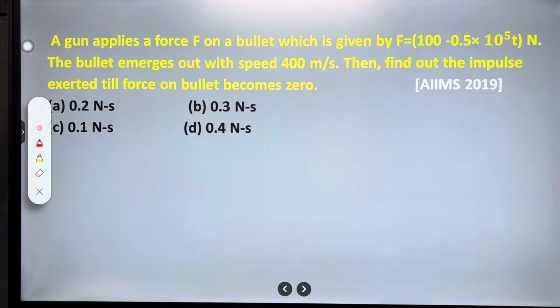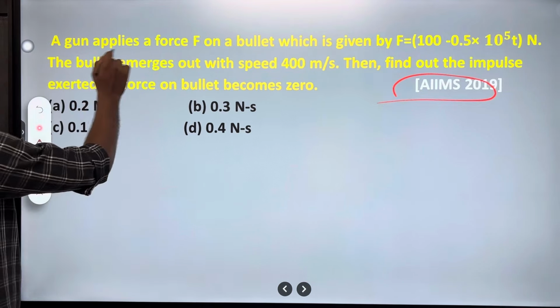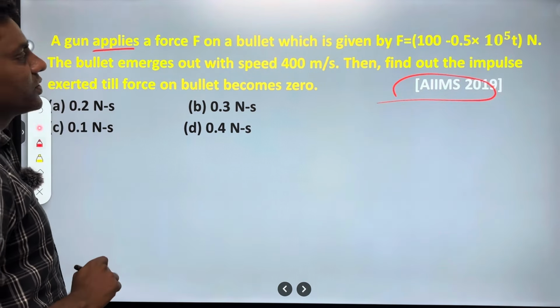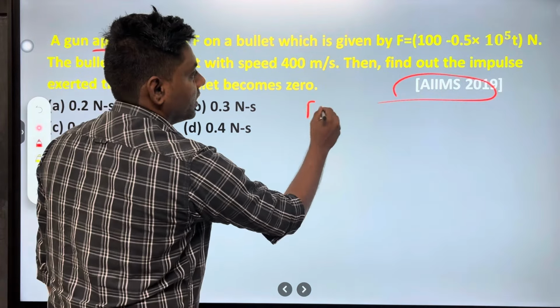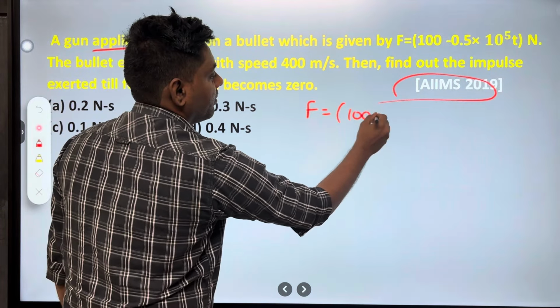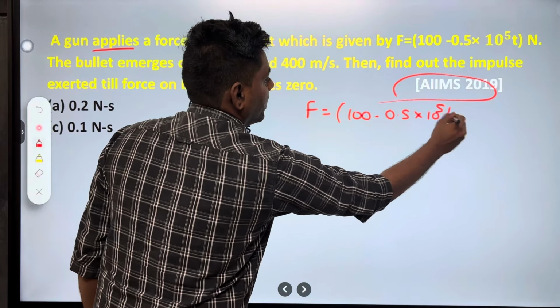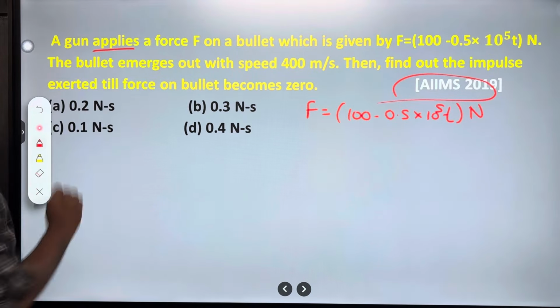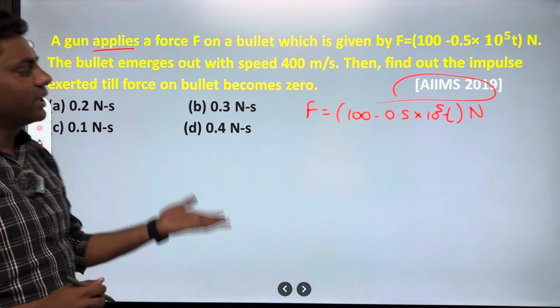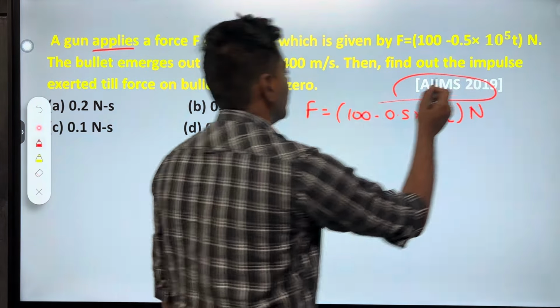Next. Okay, next question again asked in NEET 2019. A gun applies a force F on a bullet, which is given by F equal to 100 minus 0.5 into 10 raised to 5 t Newton. The bullet emerges out with a given speed. Then find out the impulse exerted till the force on the bullet becomes 0.